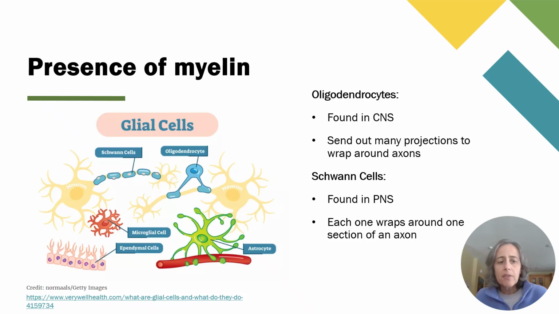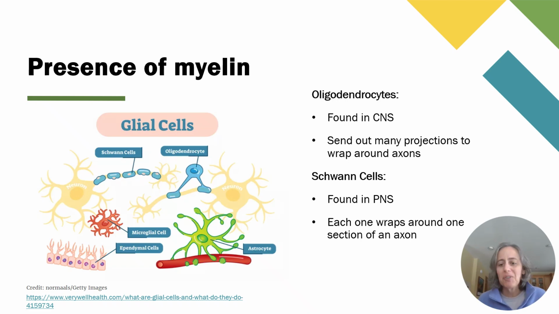So let's just remind ourselves about where myelin comes from. If you're in the central nervous system, it comes from those glial cells called oligodendrocytes, and they send out projections like Elastigirl to lots of different axons and wrap around. Whereas Schwann cells are found in the peripheral nervous system, and each single cell wraps itself around just one little segment of an axon. They're very focused, very locked in. They just do that one thing.